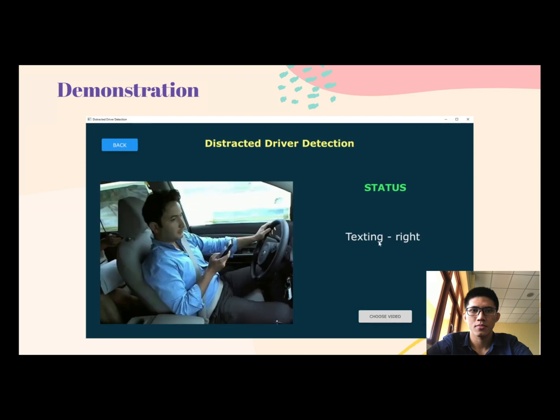If you choose video detection, the application will extract the video into many frames and detect on each frame. For example, here the application detects that the driver in the video is using the right hand.